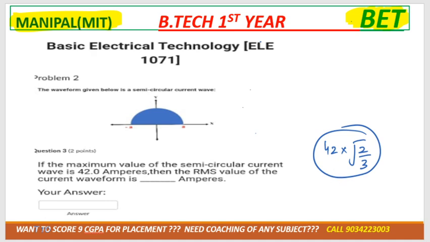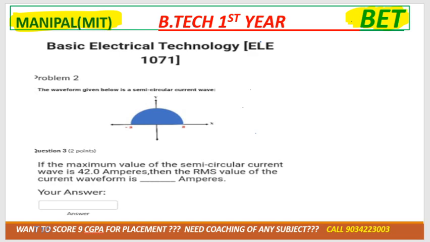Okay, so let's start with the assignment. In the last class, we covered one or two questions of the assignment. Now we'll cover the rest of the questions. Basically, this is the semicircle based question.